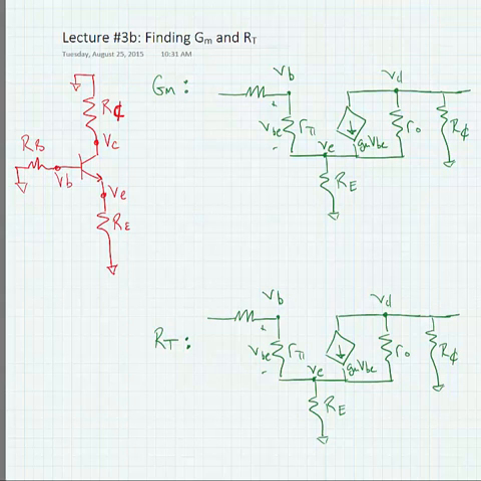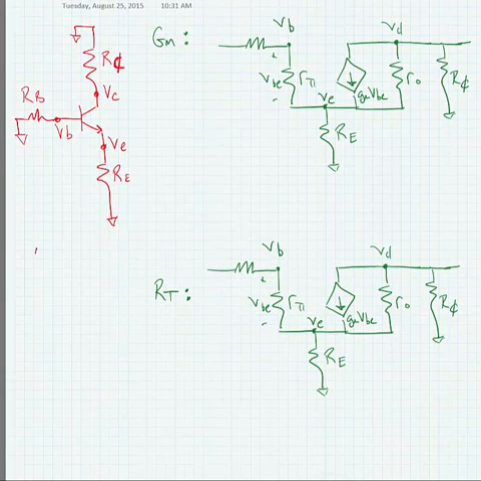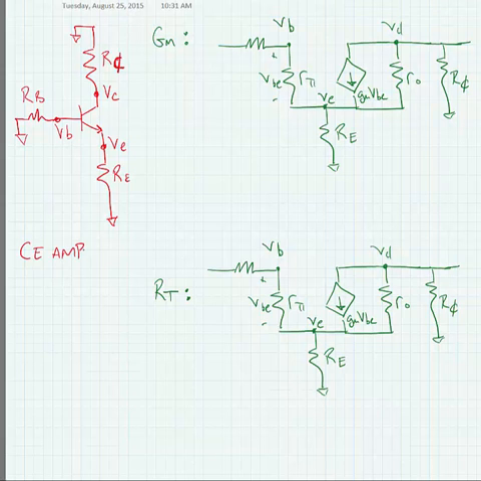Okay, so let's look at an example of finding the total transconductance and total resistance for a circuit that we want to analyze. And let's do this for the case of, say, using this as a common emitter amplifier. What a common emitter amplifier means is we're going to take the input on the base and the output on the collector. So what we're looking for here ultimately is the voltage at the collector due to a voltage at the base.